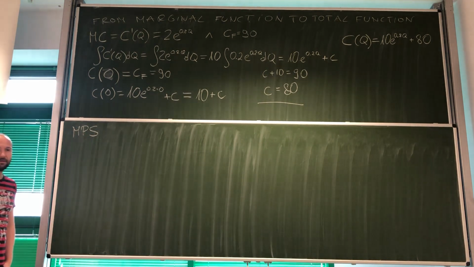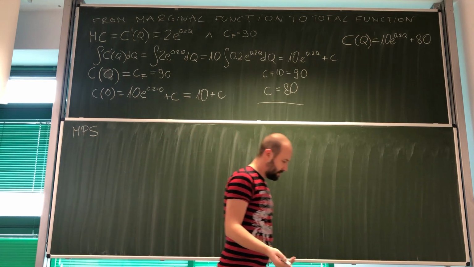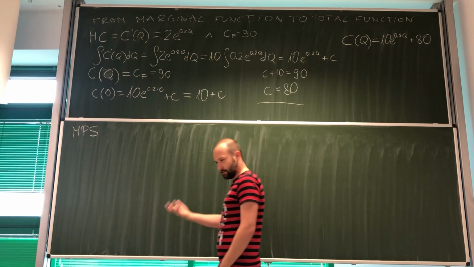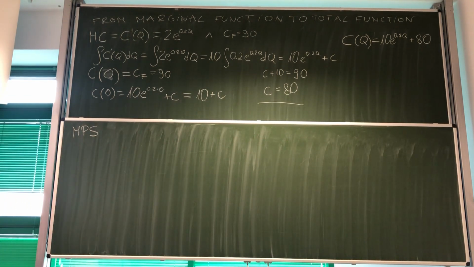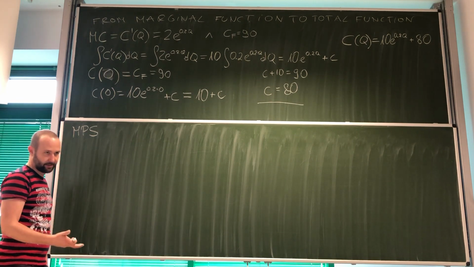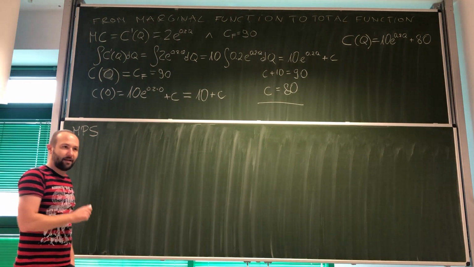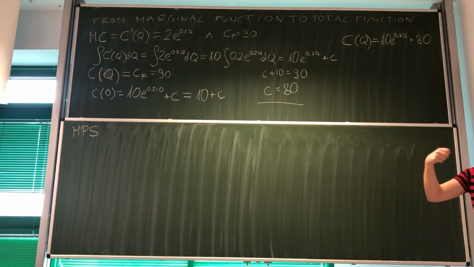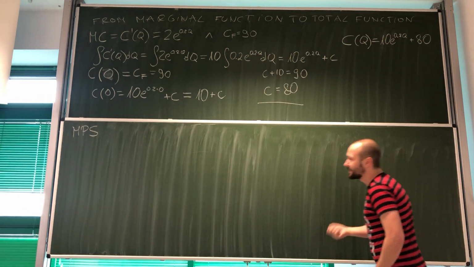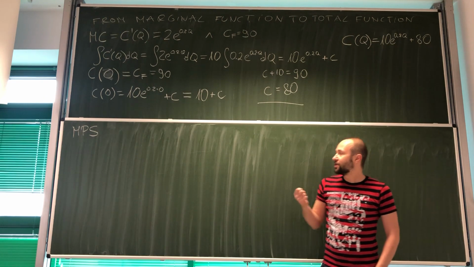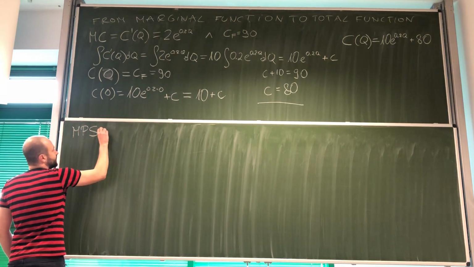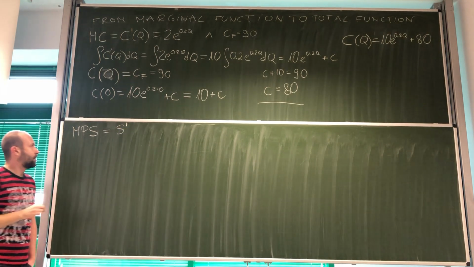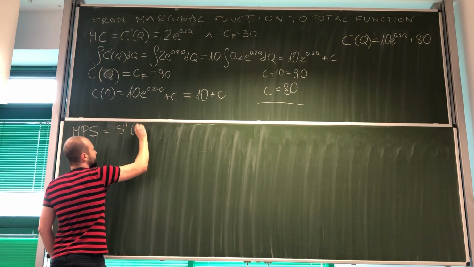MPS is marginal propensity to save. Marginal propensity to save is telling us how much out of one additional dollar households spend on savings, right? So again, if this is additional value and we have the word marginal, we can calculate it simply by finding the derivative. In other words, marginal propensity to save is going to be the first derivative of savings with respect to income.